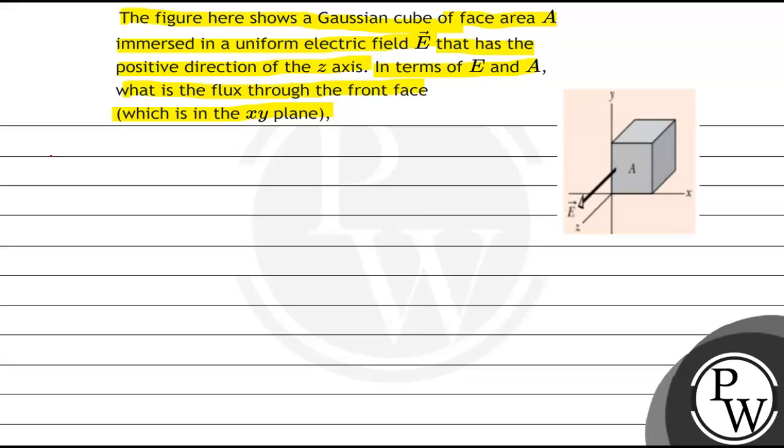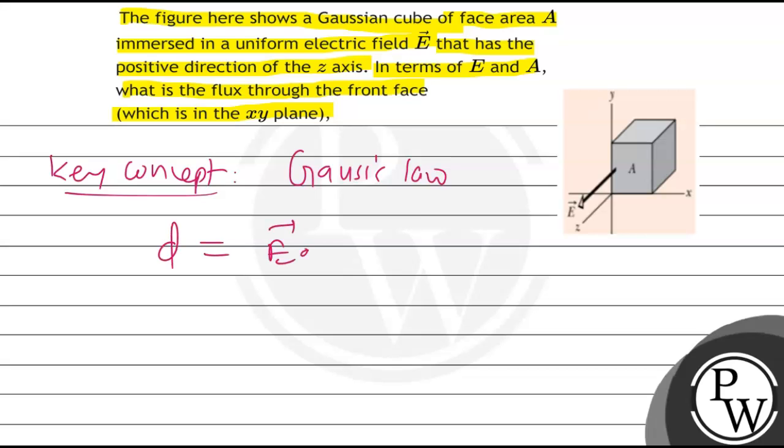So the key concept involved here is Gauss's law, where the flux phi is equal to the electric field dot the area vector. This is the flux. Before that, let us understand the area vector.